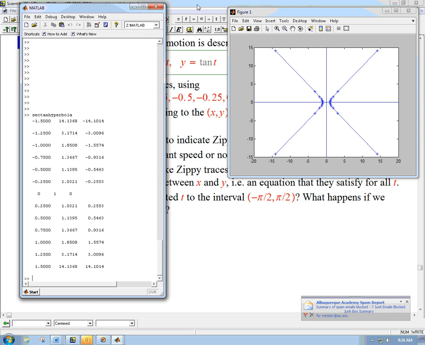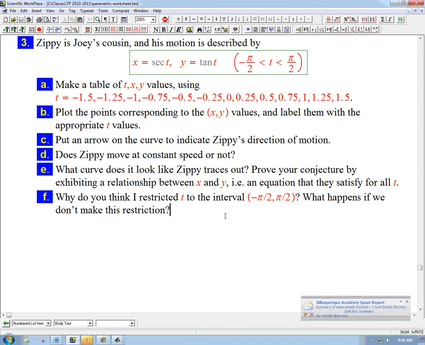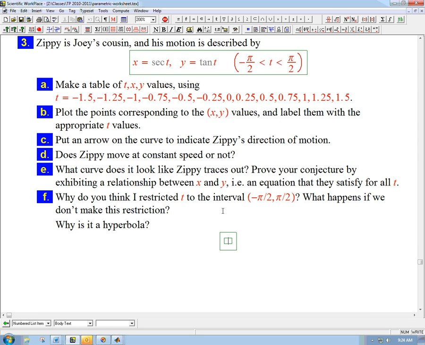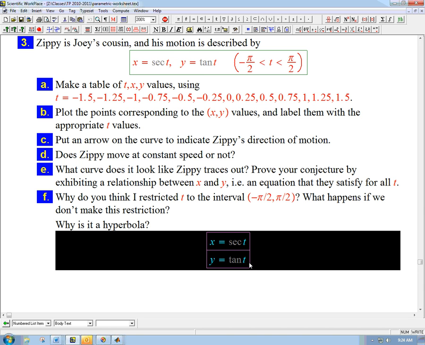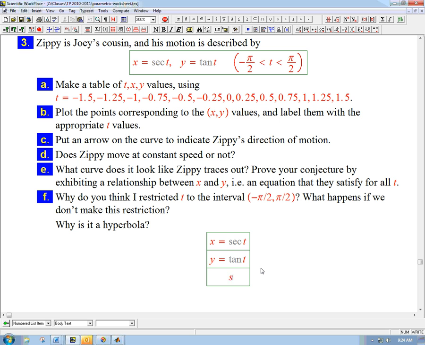So let me just show you why we can really be sure this is a hyperbola. Why is it a hyperbola? Well, we want to eliminate the parameter because we're not familiar with hyperbolas in terms of parametrization. But if we can eliminate the parameter here, well, we don't want to just solve for t in terms of x, t in terms of y, and do inverse trig functions. That's ugly. We want to find some relationship that just talks about secant t and tangent t, and that's where we have to go back into our memories and realize there was an identity.